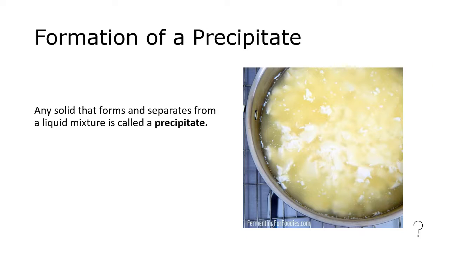Any solid that forms and separates from a liquid mixture is called a precipitate. When an acid is added to milk, proteins in the milk undergo a chemical change called denaturing, which causes them to stick together in clumps and forms a precipitate. The precipitation of the milk solids is the first step in making almost all cheeses.